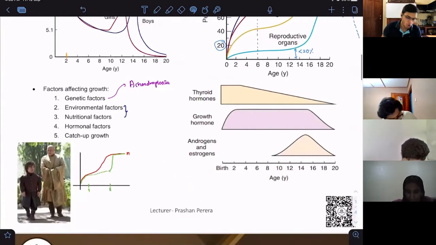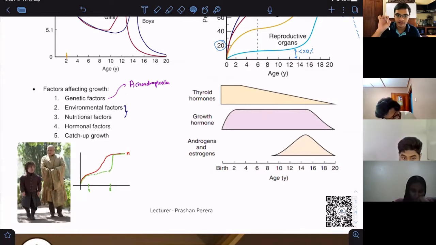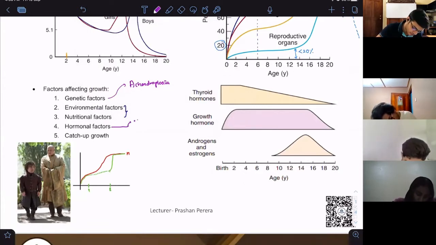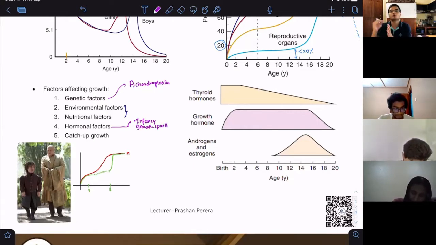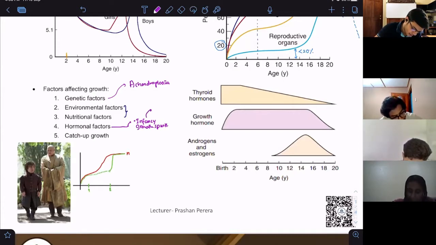Look at this, guys. Hormonal factors. What are these hormonal factors? There are several things I want you all to know. The first thing is during our infancy growth spurt. What is this infancy growth spurt? Our first growth spurt, from birth up to around 2 to 2.5 years. In the infancy growth spurt, the major hormone involved is thyroid hormone. Thyroid hormone is the major player, plus growth hormone plays a small role. Write it down.